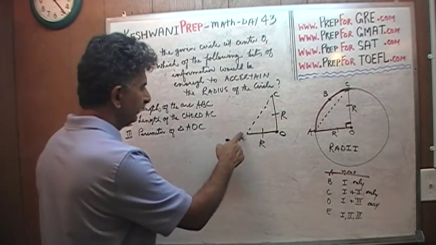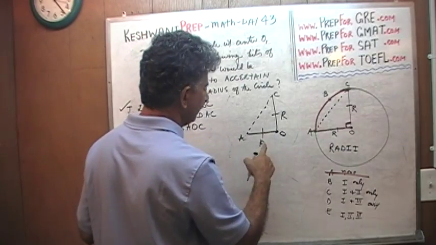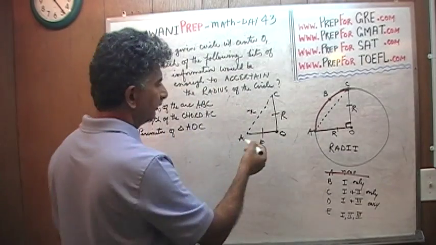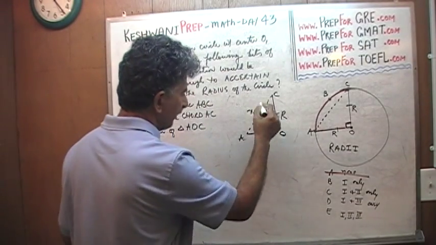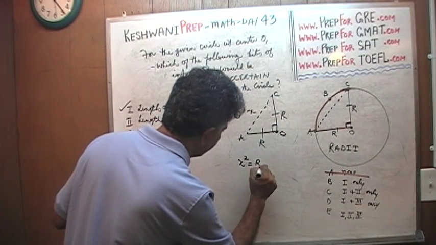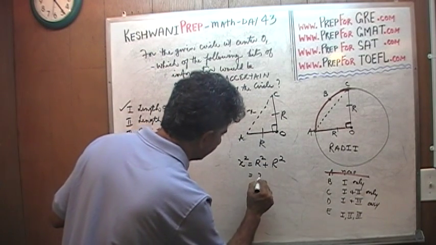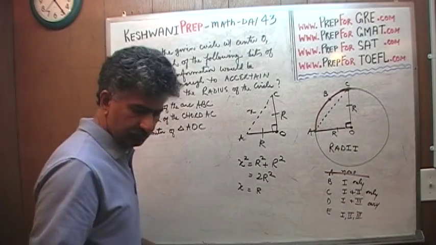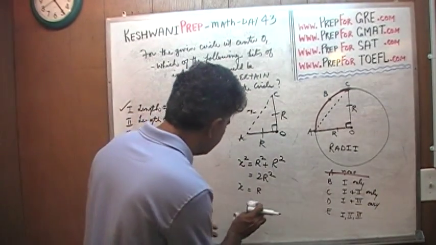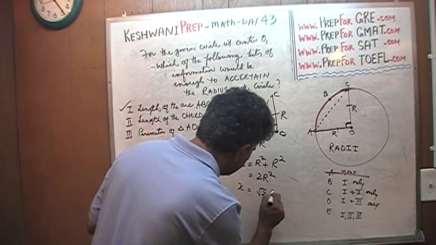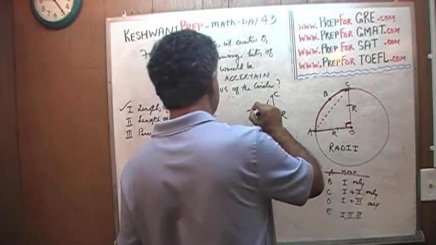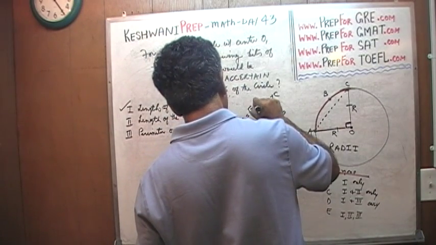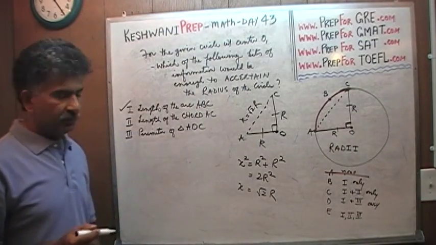So the question is, if we know the length of the AC, can we figure out the radius? The answer is, well, we'll find out. Let's call it x. So using the Pythagorean theorem, because this is 90 degrees, x squared equals r squared plus r squared, which gives us 2r squared, and therefore x is root 2 times r. There you go. X equals root 2 times r, which should not have been a surprise to us.